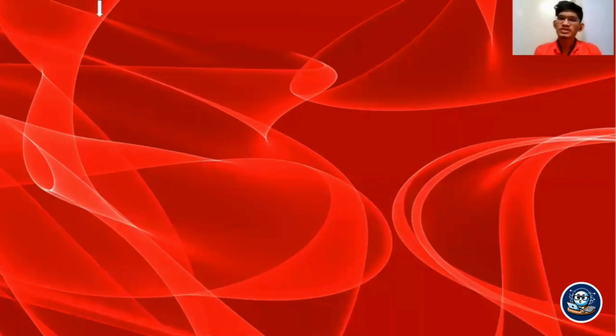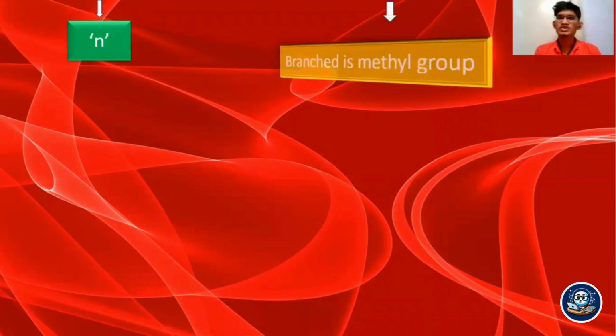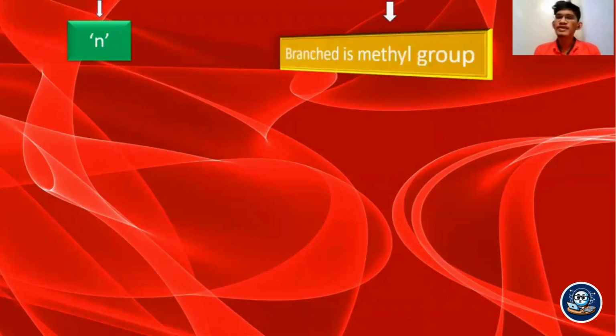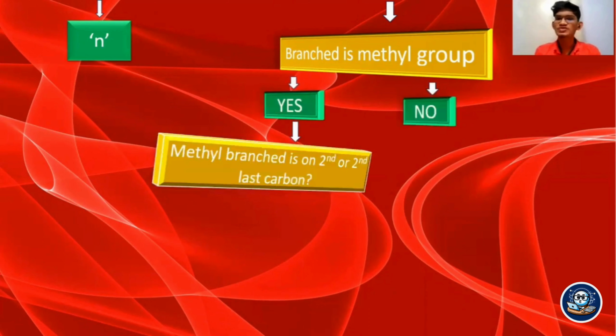Now in case of a straight chain, the prefix which you are going to use is a small letter n. In case of a branch chain, you have to check whether the branch which is attached on a carbon belongs to a methyl group or not. There can be 2 possibilities, yes or no. If it is yes, you have to check whether the methyl branch is on the second or the second last carbon. And if it is no, you have to simply write no common name.